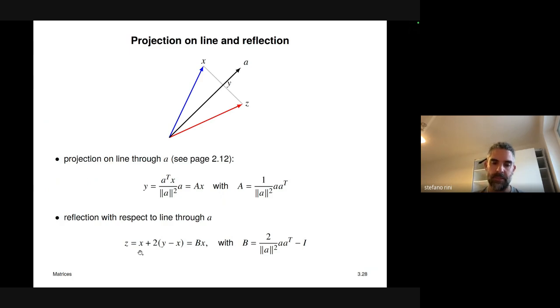Mathematically, geometrically, this corresponds to the vector x plus twice y minus x, because you see that this is x, this is y. So we are taking x minus y, which will give us this gray segment, and then if we double it, we have this other segment. So z is equal to x plus 2 times y minus x. This corresponds to Bx, and in matrix form it takes the equation of 2 divided by the norm of a times a a transpose minus 1. Okay, so remember these formulas because they will become convenient for you at some point in life, hopefully.